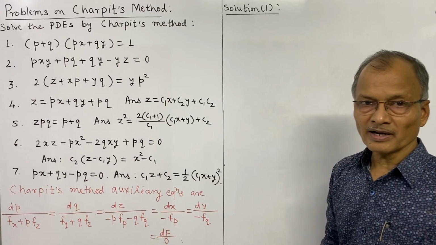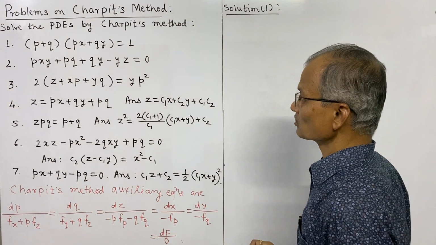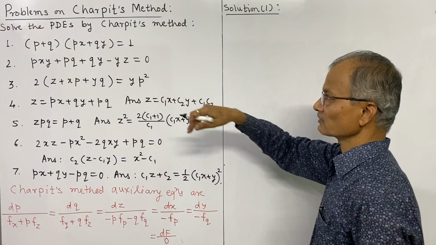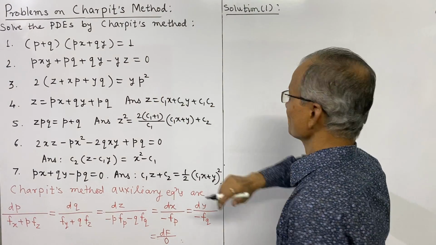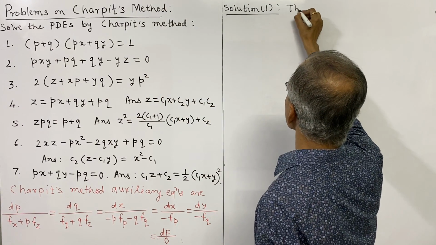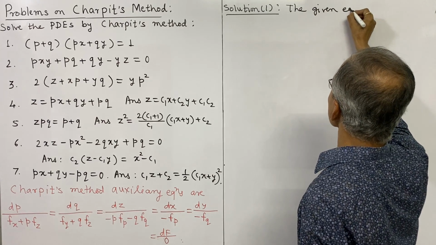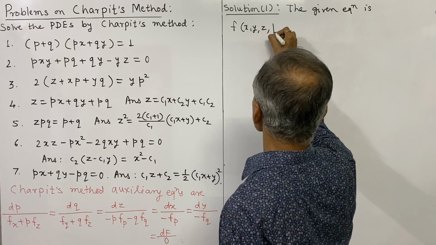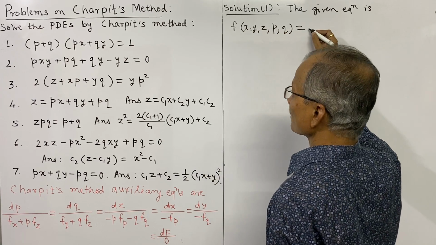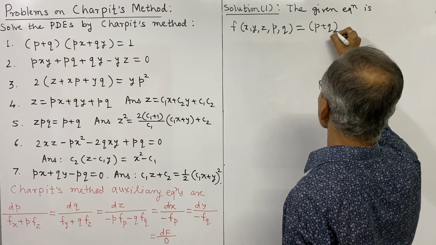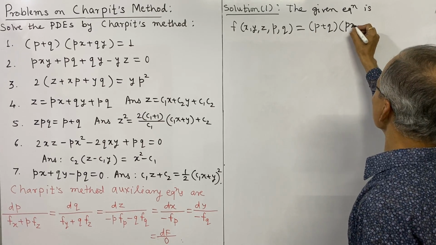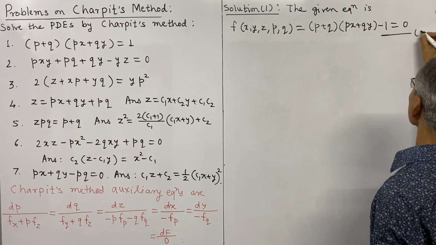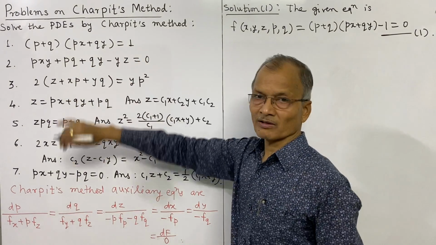The equation is to be written as a function of x, y, z equal to 0. So we shift this one to the left side and let the right side be 0, which is a function of x, y, z, p and q. Here z is absent, but in general the given PDE, or we may write simply f, is (p plus q)(p into x plus q into y) minus 1 is equal to 0. Note this, and this is 1. This one is shifted to the left side.